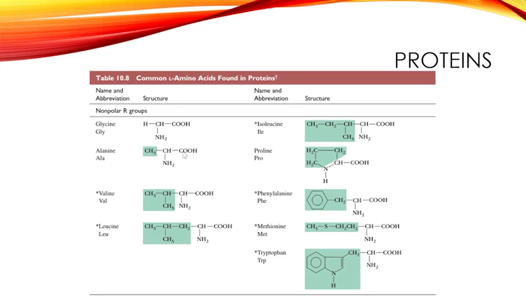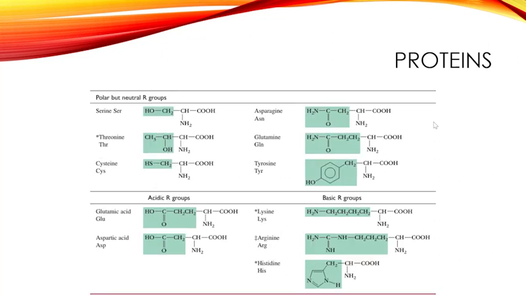If you take a look at their structures, they are generally the same in that they have the amine group, NH2. If you take a look, all of them have NH2. And also all of them have the carboxylic acid group, COOH. So you have here COOH. All of them have the carboxylic acid group. Okay? They only differ in the functional groups that are attached to the alpha carbon.